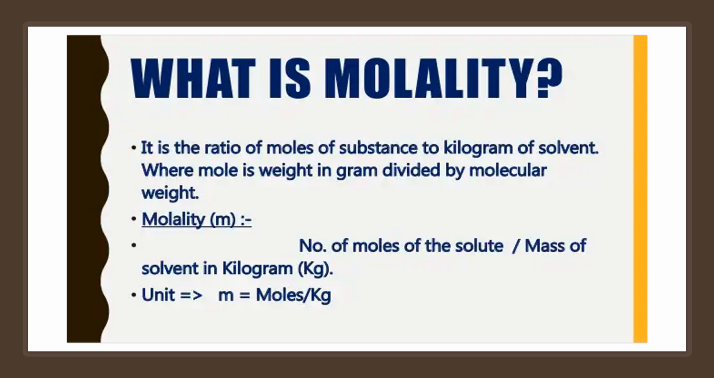Another factor that can be used to express the solubility as well as the concentration of a solution is the molality. Molality is the ratio of the moles of a substance to kilograms of the solvent. The formula for our molality is the number of moles of the solute over the mass of the solvent in kilograms. The unit here is small letter m. The unit that is used to express molality is moles per kilogram.